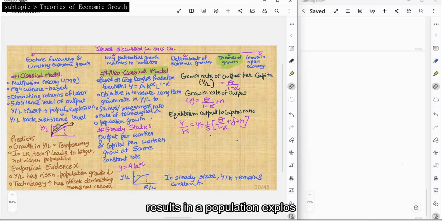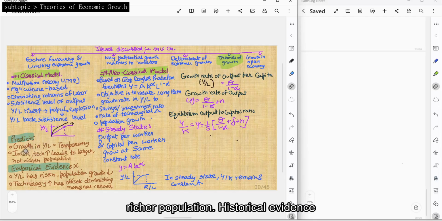This results in a population explosion. As people have more food, they have more babies. So that brings GDP per person back to the subsistence level of output. So what does this classical model predict? First is that growth in GDP per person is temporary, and second is in the long run, technological innovation leads to a larger but not a richer population.